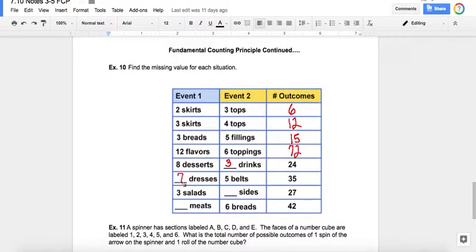That's correct, 7. Okay, we know there's 3 salads. How many sides are there if there's 27 outcomes? So 3 times what is 27? That's correct, 9. And the last one, we don't know how many meats, but there's 6 breads. So what times 6 is 42? That's correct, there are 7. Okay, now we're going to look down below and we have 4 different word problems to solve here.